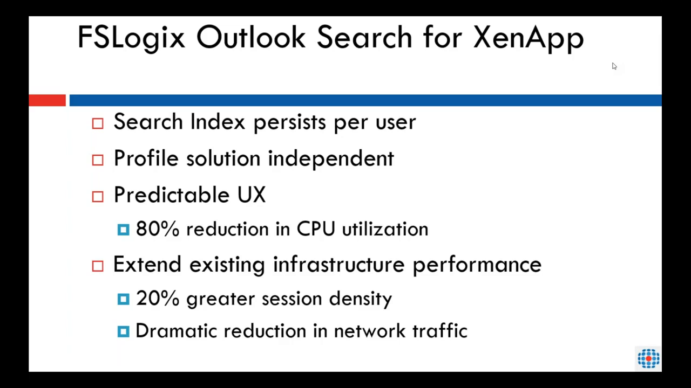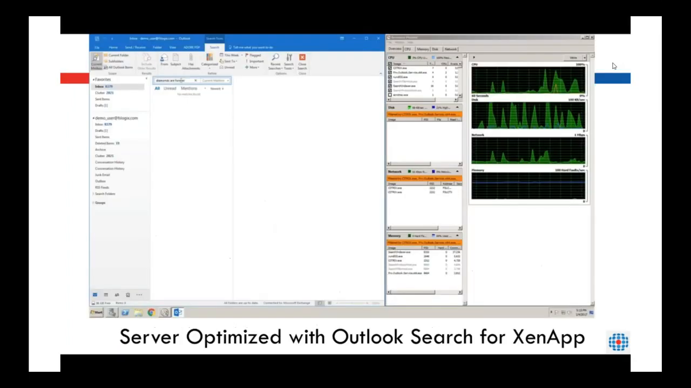But what we do is we give you a predictable user environment, right? What's going on, right? Reduction in CPU utilization. And we can extend the performance on our infrastructure because now I can get greater density, right? Less network traffic. And if you look at the statistics here, you'll see that as I type the three words, diamonds are forever, you'll see over there on the right of the CPU, I have three little spikes, diamonds, and then R, and then forever.